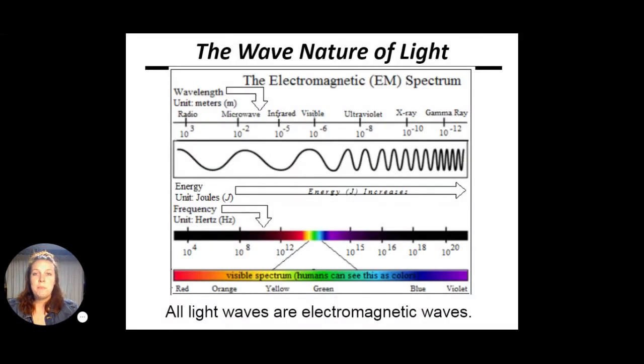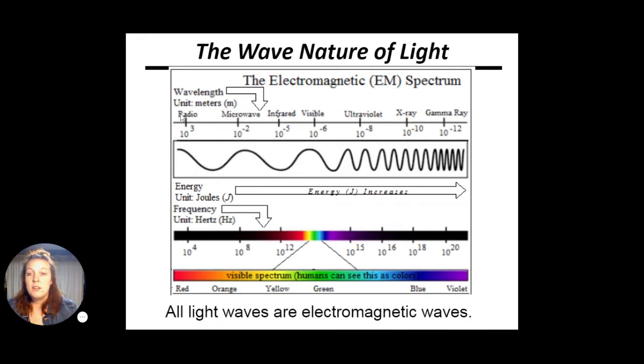This right here is the electromagnetic spectrum. All light waves are electromagnetic waves and are therefore plotted somewhere on this spectrum. So let's kind of walk through this picture, this chart. The first thing I want to point out is wavelength in the upper left-hand corner. Wavelength is always measured in meters when we're calculating it.